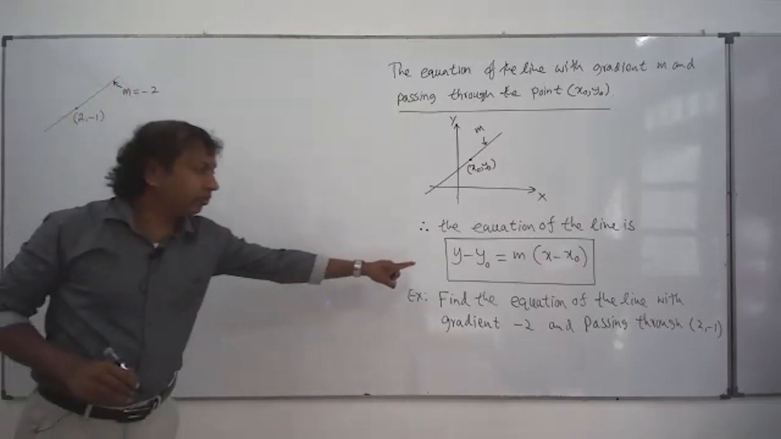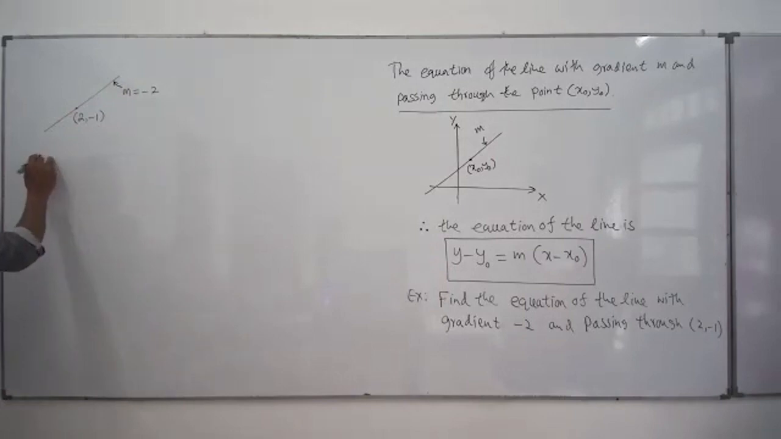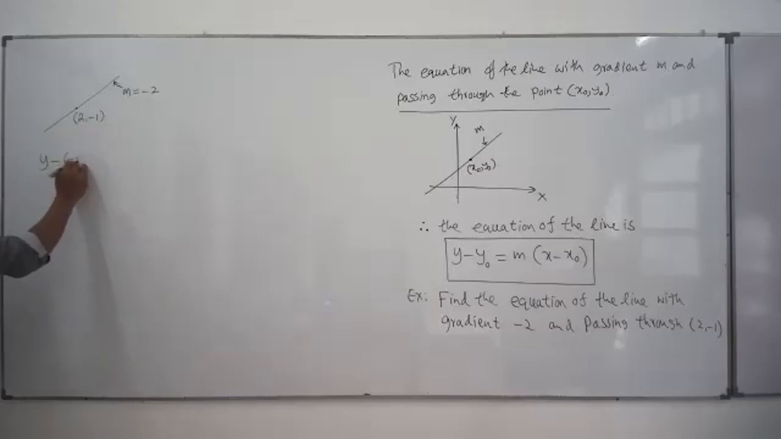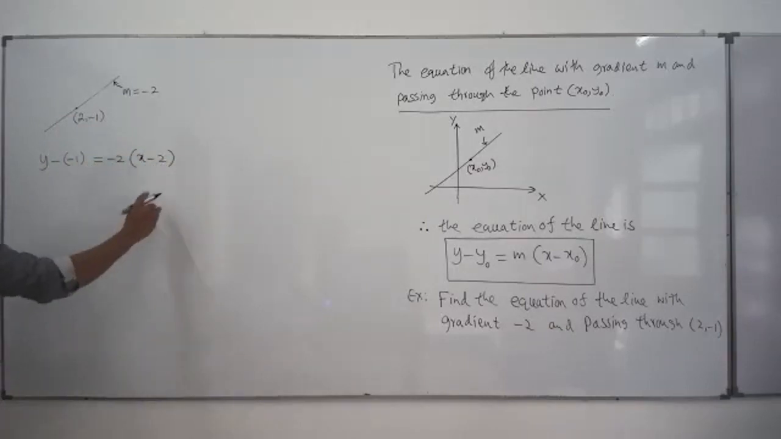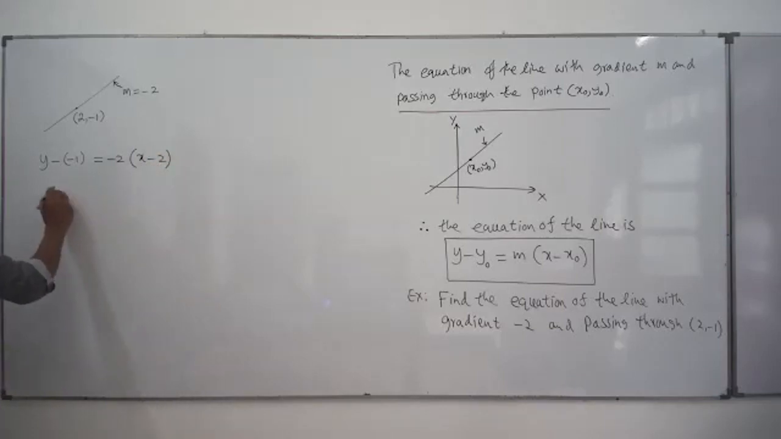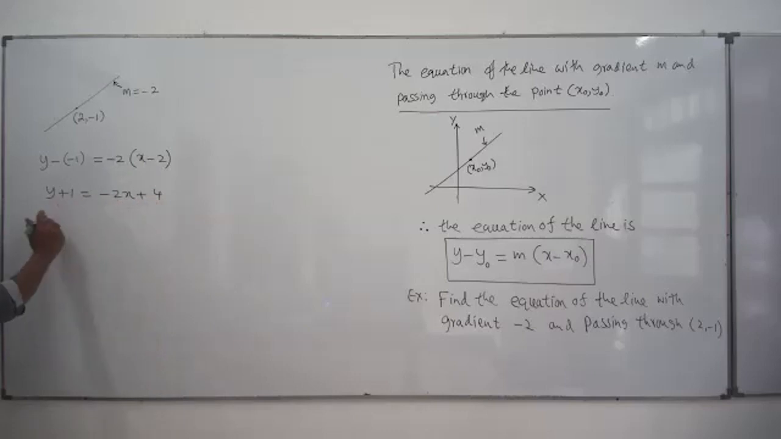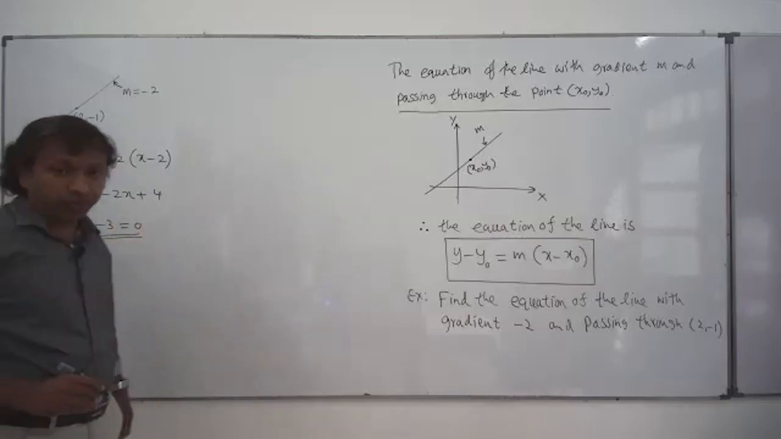We'll apply this one directly, people. Y minus y naught means this y coordinate. Y naught means of the given point y coordinate. It is minus 1. Equals gradient minus 2 times x minus 2. Here we get plus 1. Remove the bracket, minus 2x plus 4. Take all the terms this side. 2x takes this side, 1 minus 4, minus 3 equals 0. This is the equation of the line we need. Y plus 2x minus 3 equals 0.